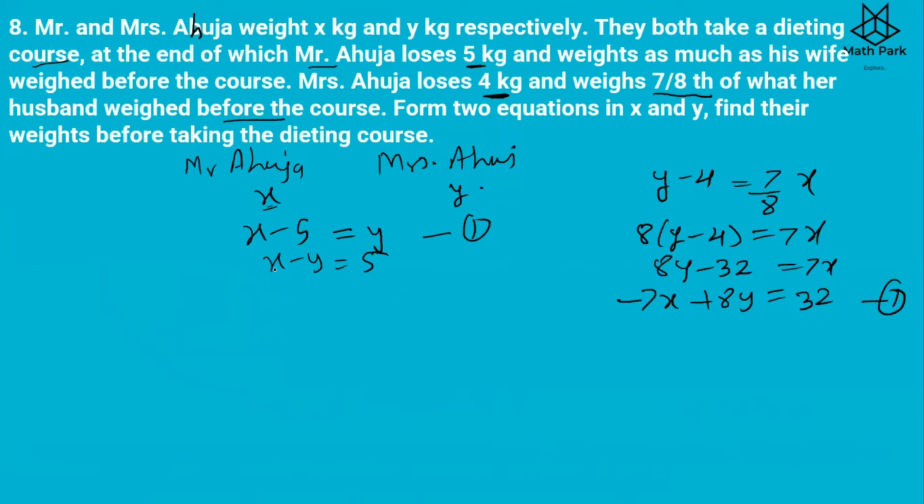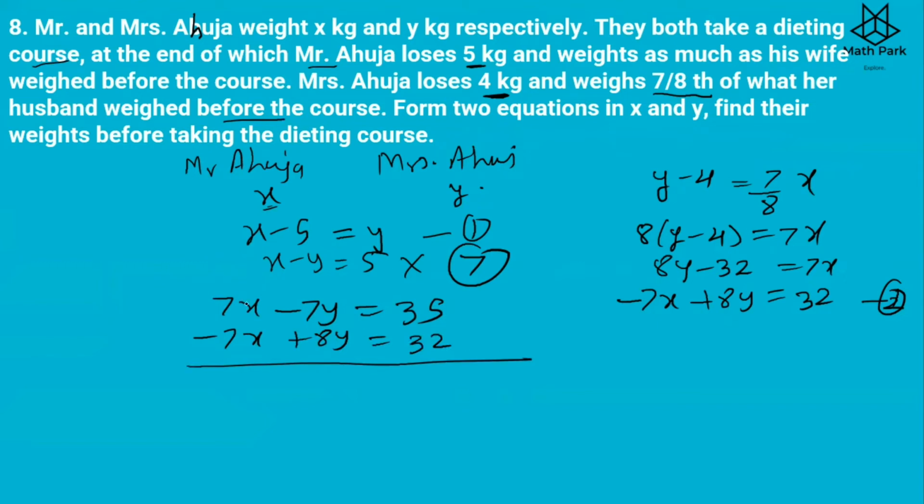So we can eliminate the value of x. I have x minus y is equal to 5. So I'll multiply this equation number 1 by 7. Multiplying this equation 1 by 7, we get 7x minus 7y is equal to 35. Write this equation number 2 below this, which is minus 7x plus 8y is equal to 32. Let us solve these equations. We are adding it, 7x minus 7x is 0, minus 7y plus 8y is y, is equal to 35 plus 32, 67.